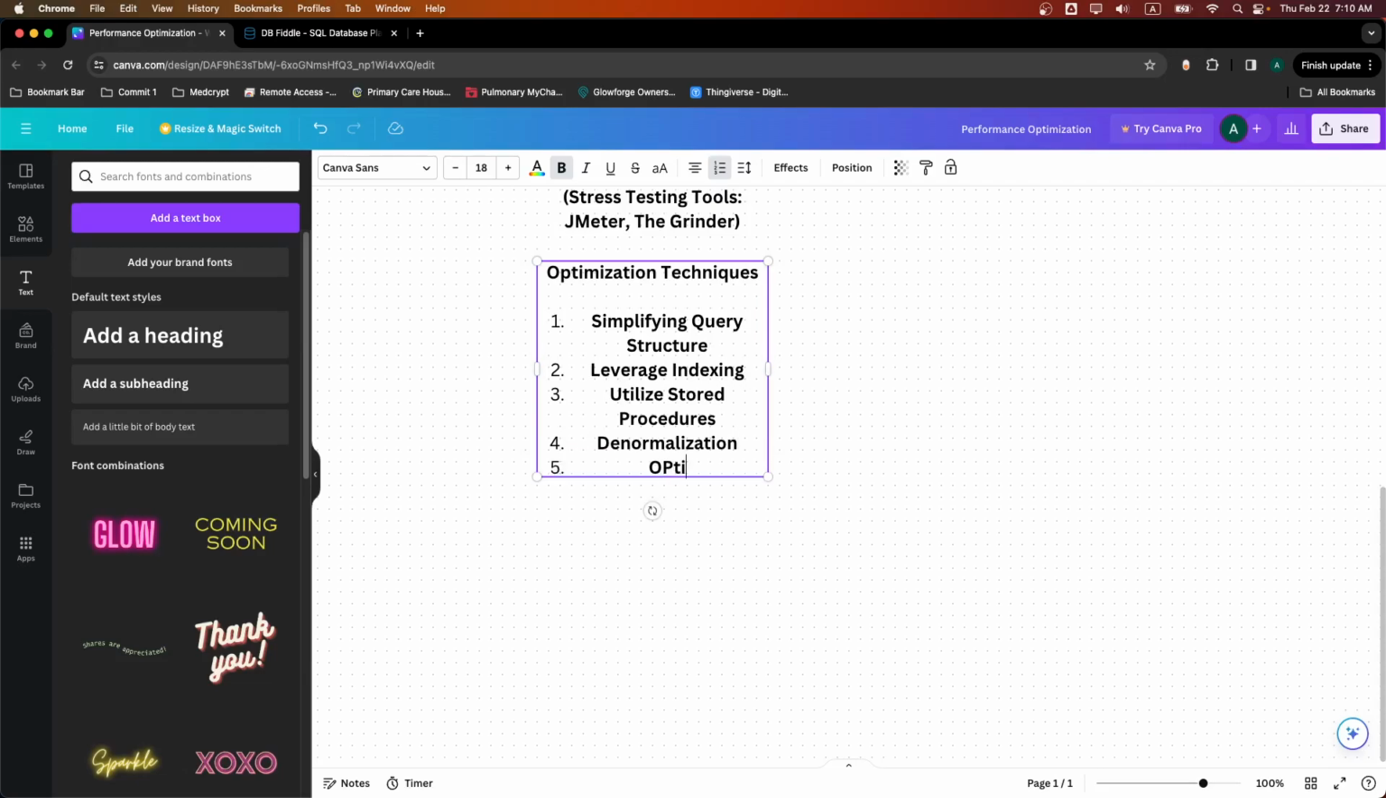Then we have database configuration that needs to be optimized. You need to fine tune the buffer pool size, because the buffer pool caches the frequently accessed data. You can also adjust the connection limits. This is a very important one. You need to configure the maximum number of concurrent connections that can be made between the user and the database.